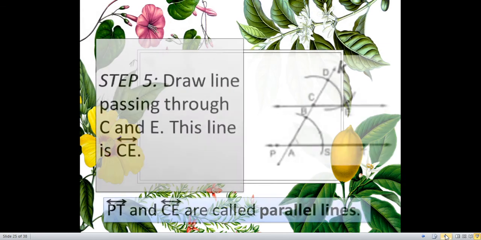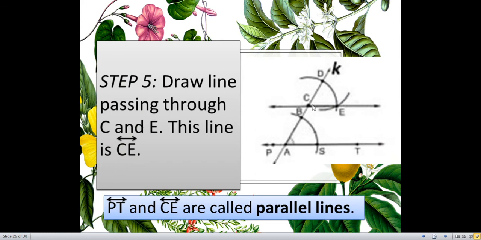And finally, draw a line passing through C and E. This line is line CE. You can now see that we formed a parallel line by doing those arcs. So line PT and line CE are called parallel lines. Again, parallel lines are lines that do not intersect. So that is for step 5.